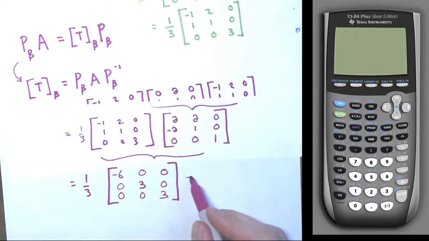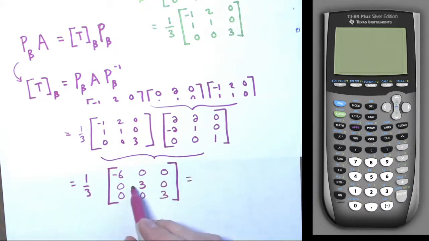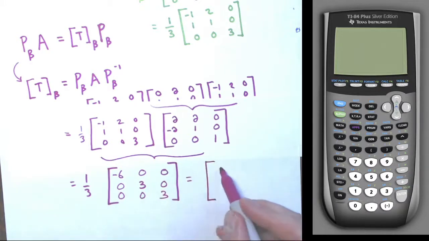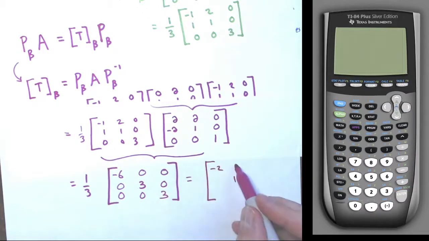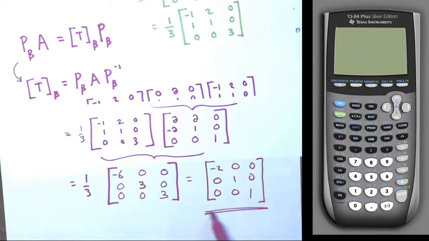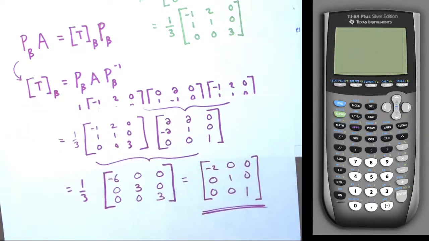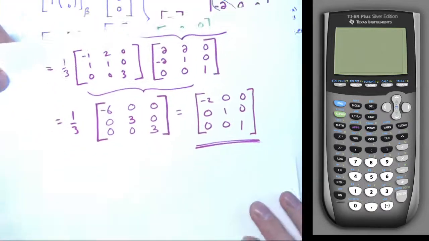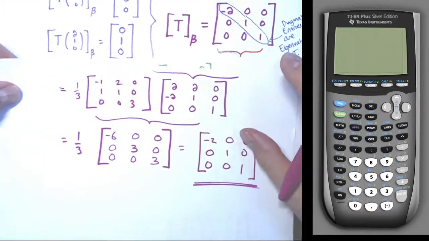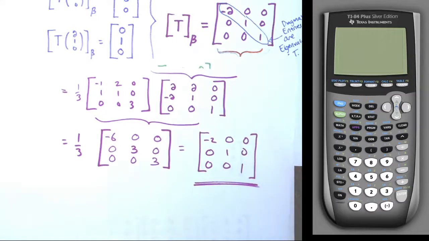And when I put this 1/3 in, a third times every entry, we get negative 2, 1, 1 down the main diagonal, 0 everywhere else, exactly what I got earlier. That was my matrix representation with respect to basis B that I found on the previous page, right? Exactly the same thing. All right.